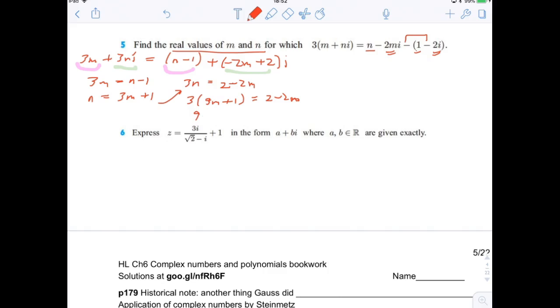So 3 times 3 is 9m plus 3 equals 2 minus 2m. Collect the m's, add 2m to both sides, you get 11m. Subtract 3 from both sides, you get negative 1. So m equals negative 1 over 11. n equals 3m plus 1, so n is equal to 3 times negative 1 over 11, plus 1, which is equal to negative 3 elevenths plus 11 elevenths, which is equal to 8 elevenths.